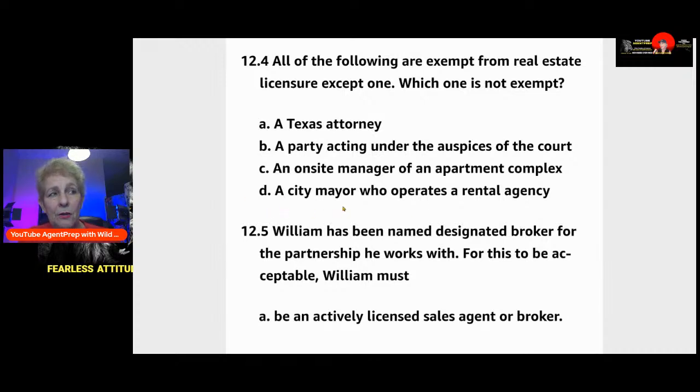The city mayor operates a rental agency. So to operate a rental agency, we need what? Property management. Therefore, we need a real estate license. Now, if somebody else owns the rental agency and he's getting paid hourly, then not. That would be similar to the apartment complex having an on-site manager there.